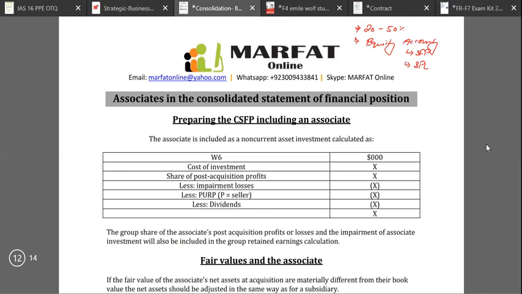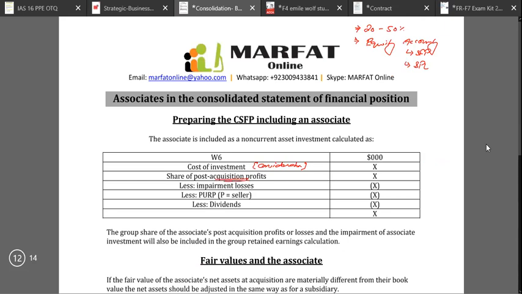So the statement of financial position will have the cost of investment. This cost of investment is actually the consideration. This consideration is similar to the consideration you have done for the subsidiary. It can be cash, it can be loan notes, it can be share exchange. Then you will be taking the share of post-acquisition profits.